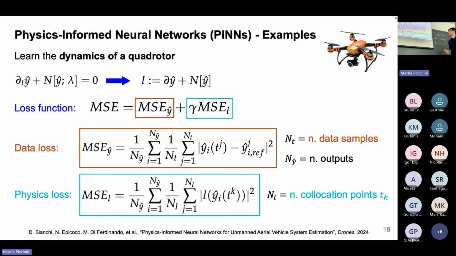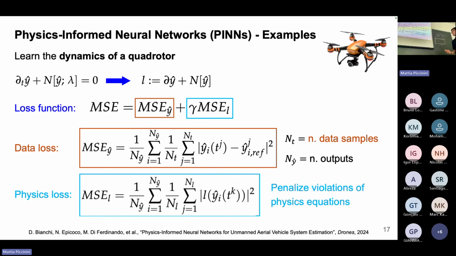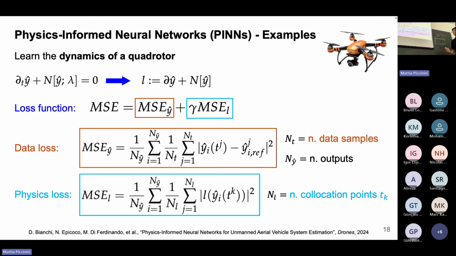In the physics loss, we have N_L as always, which is the number of collocation points that we choose inside our domain to impose the physics loss. And gamma is a weight in this case that weighs data versus physics. So if gamma is high, it means we trust a lot our physics model. If gamma is low, we trust more the data. In principle, one can say, inside my domain, I have data, I have physics equations, I combine them both together.